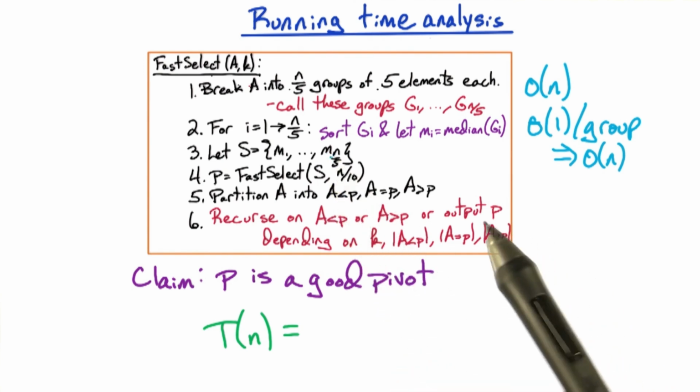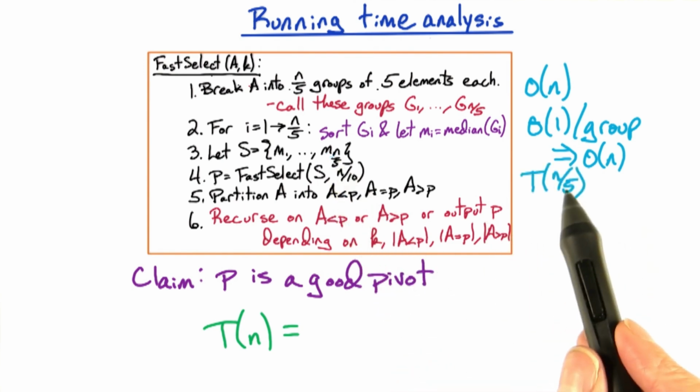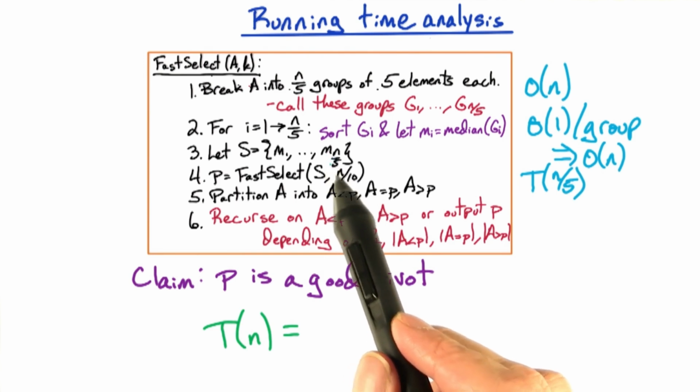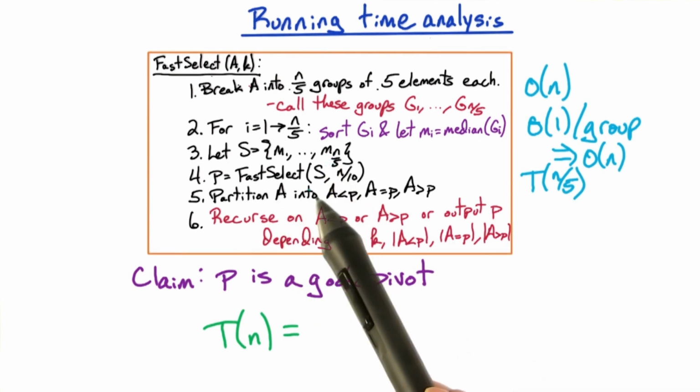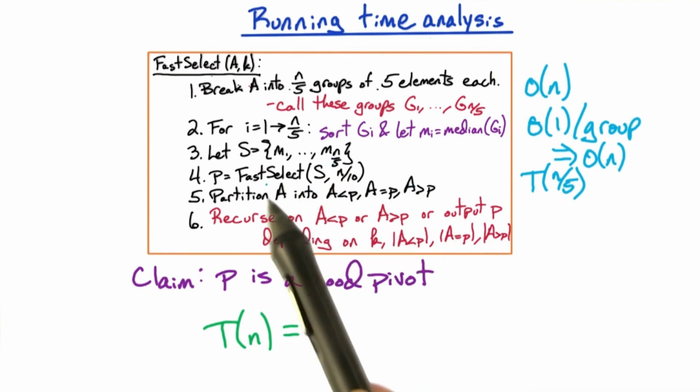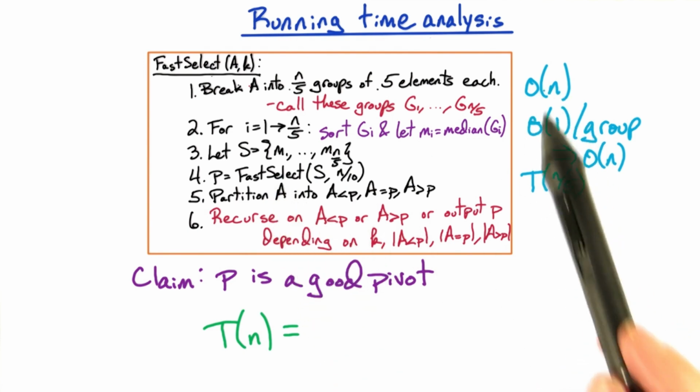Now we're going to run this same algorithm recursively on this subset S, which is of size n over 5. So how long does that take? That takes us T of n over 5, since this subset is of size n over 5. Now we partition A into these 3 subsets. That takes one swipe through the array A. That also takes order n time.